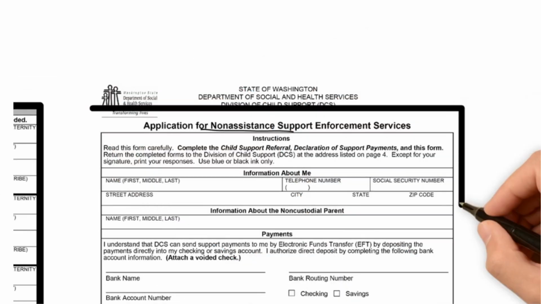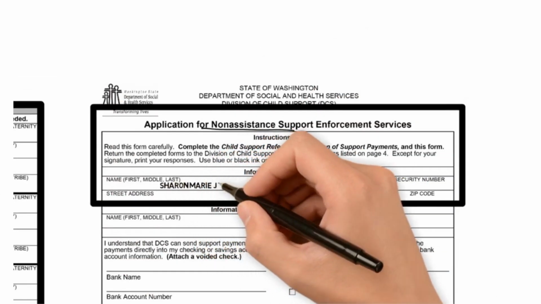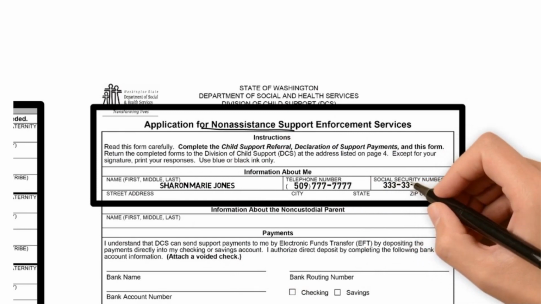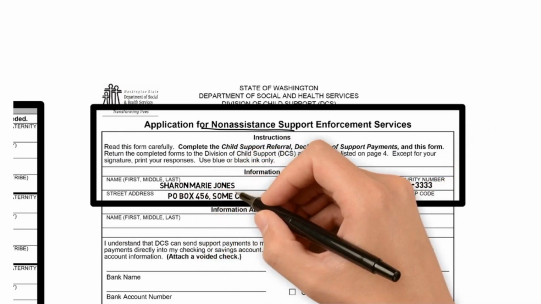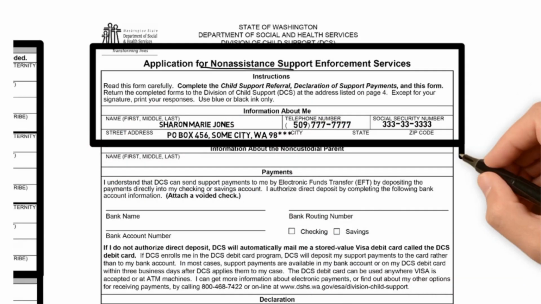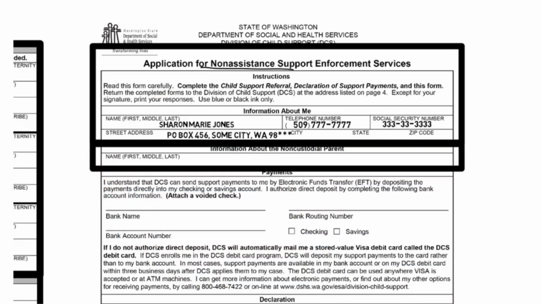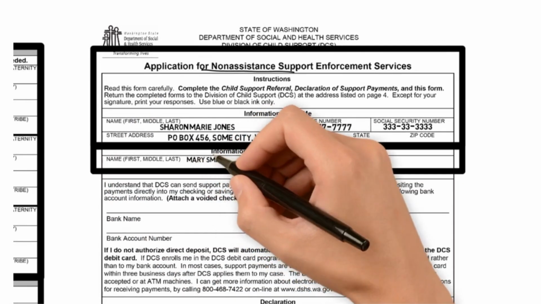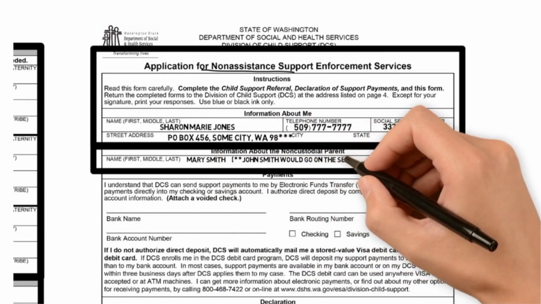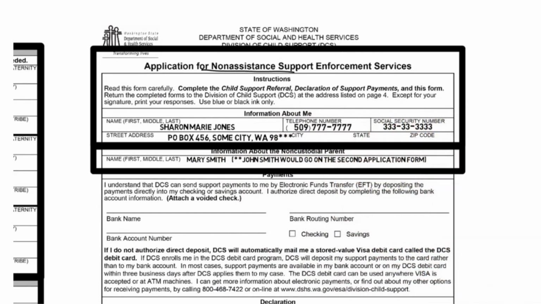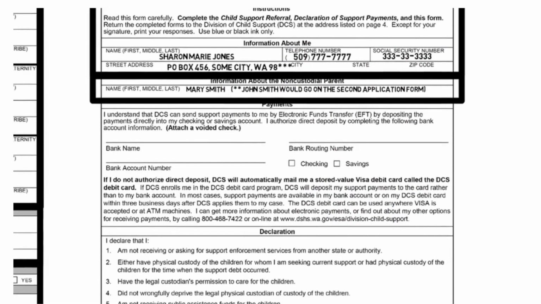Finally, we have arrived at the actual application. The first section is information about you: your name, phone number, social security number, and address. Next, put the non-custodial parents' names. In our case, while grandmother has custody of the children, both the parents are non-custodial parents. We will actually need to fill out 2 of these application forms, one for each non-custodial parent.